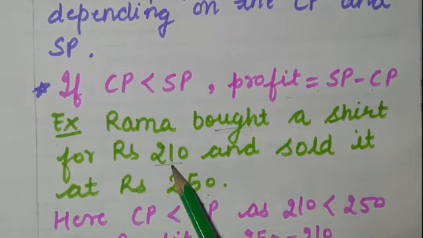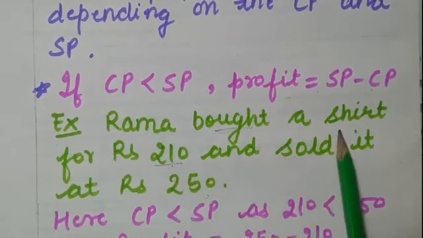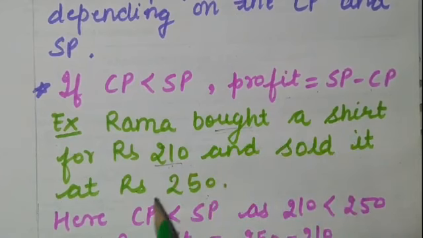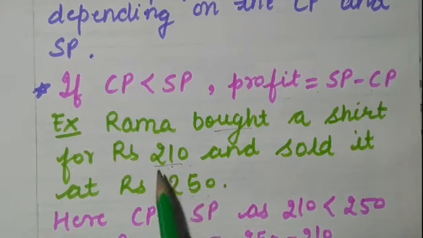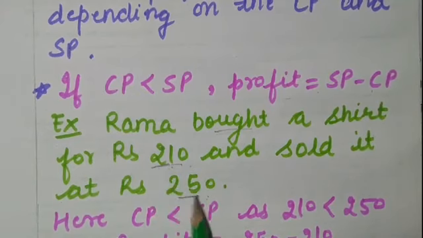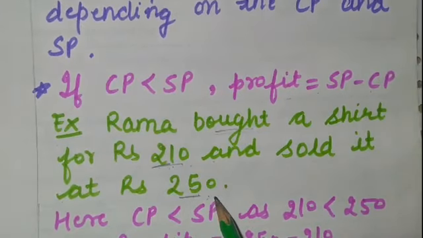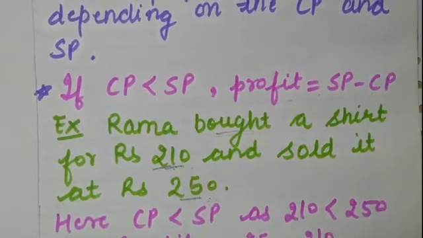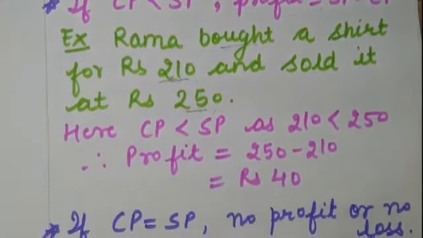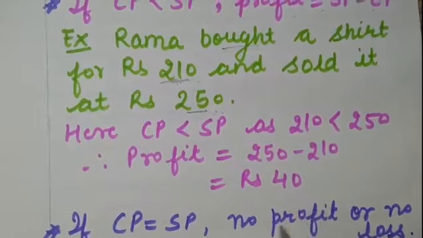This is the price at which a shirt is purchased, and this is the selling price, the price at which the shirt is sold. So here CP is less than SP, so we can say that in this case we have profit. And profit of how many rupees? That is 250 minus 210, meaning SP minus CP will give you the profit, and that is rupees 40.